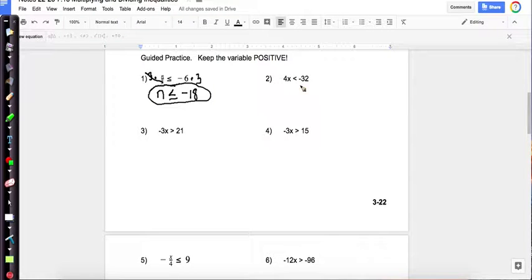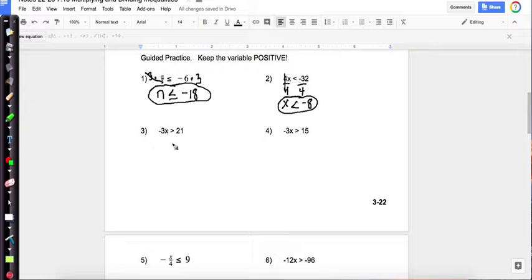Okay, number 2. 4x is less than negative 32. What's the opposite of multiplication? Good, division. So we're going to divide both sides by 4. 4 divided by 4 is a 1 in disguise. So we have x is less than negative 32 divided by 4, which is negative 8. X is less than negative 8. Now remember, if that choice wasn't there, we'd read it backwards. Negative 8 is greater than x.